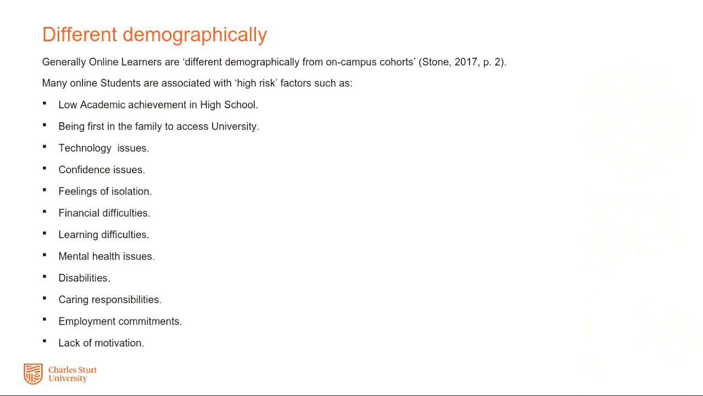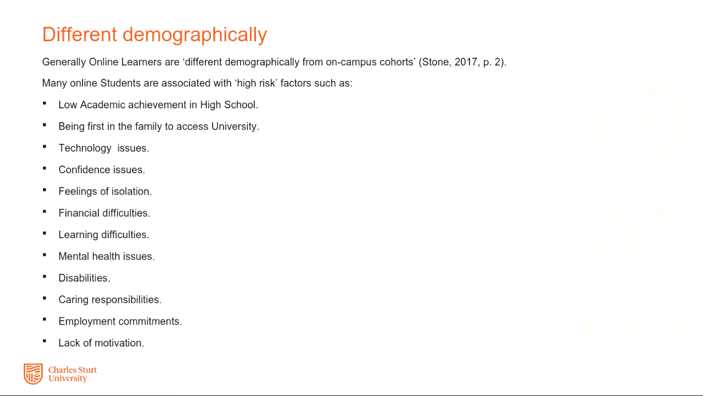Kath Stone's work, who some of you may be familiar with, has a reference list at the end of this presentation, so you can have a look afterwards. Kath Stone talks about the high-risk students, and many of these are online. So often low academic achievement in high school, often first in family.